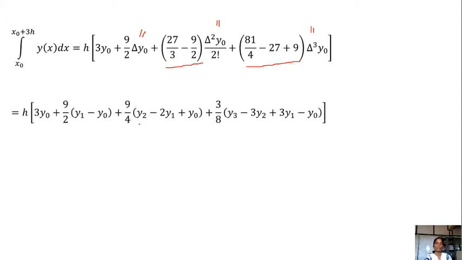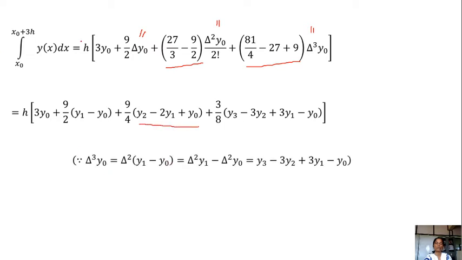So delta square y0 is y2 minus 2y1 plus y0. And how to compute delta cube y0? It is simply delta square of y1 minus delta square y0. So it is delta square y1 and delta square y0. So from that, what will be delta square y1?